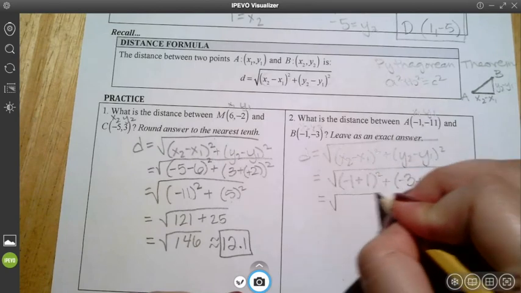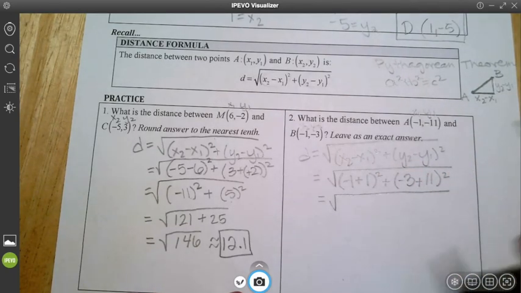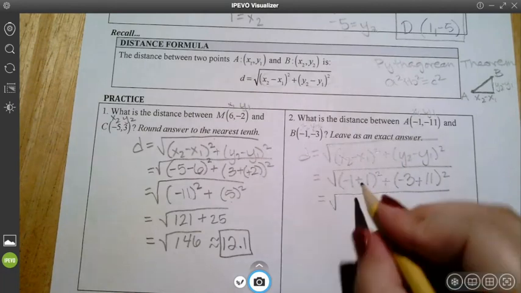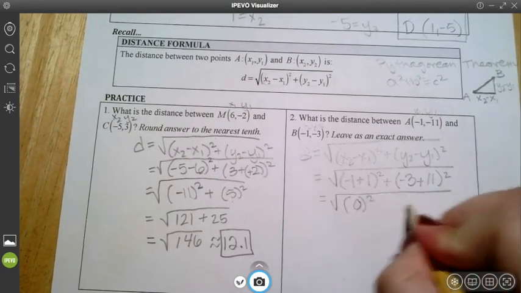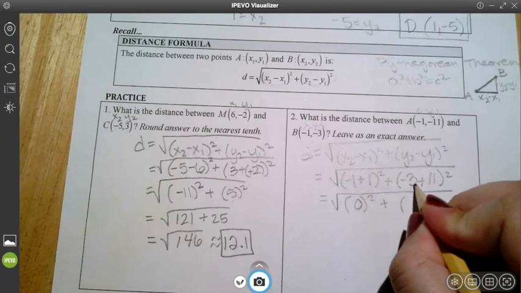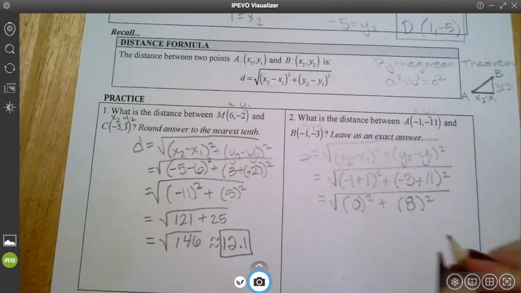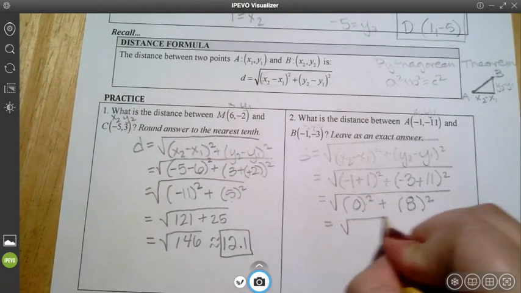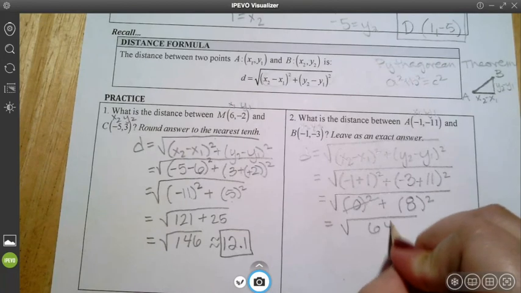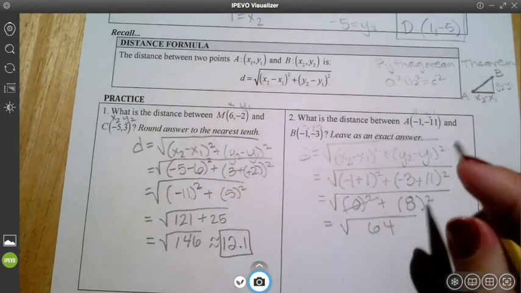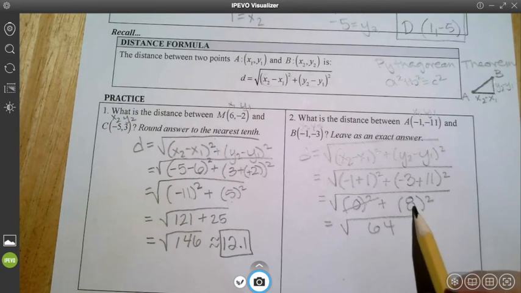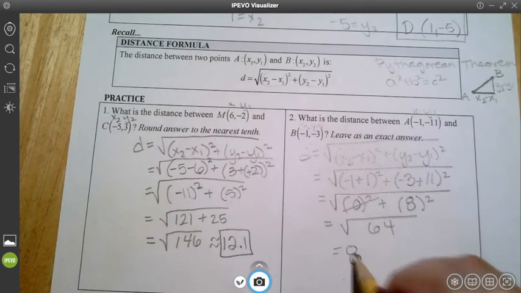which equals zero squared plus negative 3 plus 11 is 8 squared. 0 squared is just 0. So this is 64. And the square root of 64, think about what number times itself is 64. Well, we actually had the answer before, and that is 8. The square root of 8 squared is 8. If you're not sure, you can always put that in your calculator. And so our answer is 8.